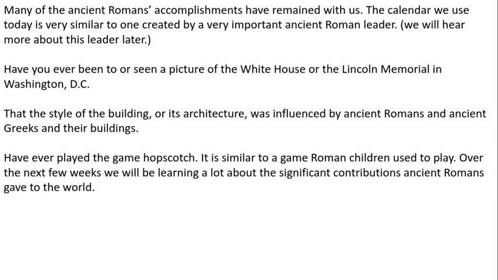So many of the ancient Roman accomplishments have remained with us today. The calendar we use is very similar to the one created by a very important ancient Roman leader. Have you ever seen a picture of the White House or the Lincoln Memorial in Washington, D.C.? The style of building and its architecture was influenced by ancient Romans and ancient Greeks and how they did their buildings. Have you ever played the game hopscotch with chalk? A similar game was played by Roman children.